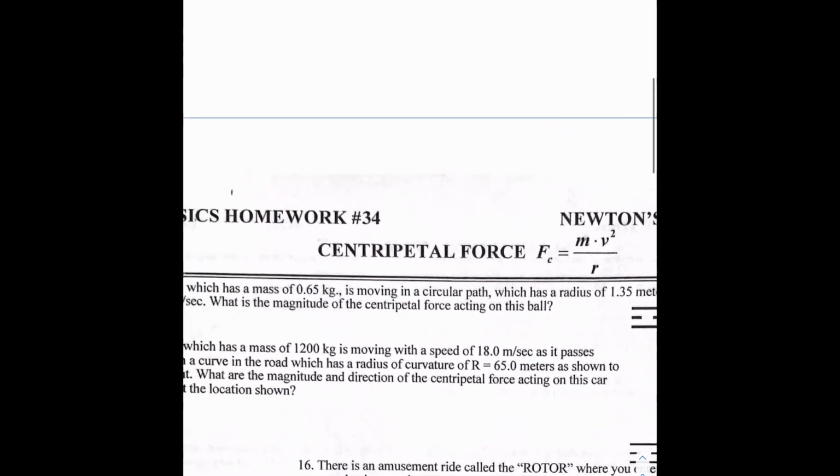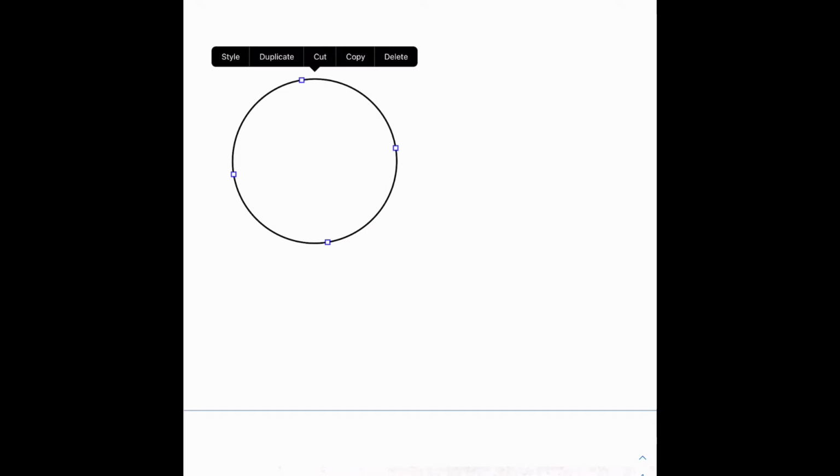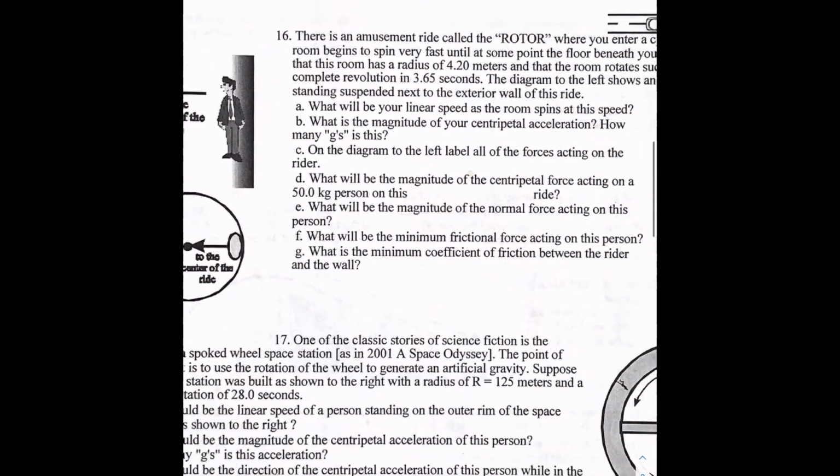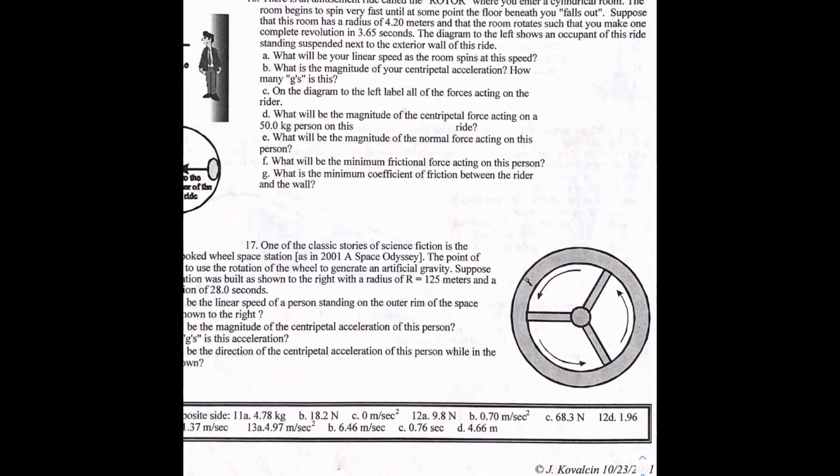Let's go ahead and start drawing. So on this blank sheet of paper up here, let's draw a picture of this room. I think that's going to want to be a circle. Okay, so something like this, right? And let's just label R, 4.20 meters. Okay. And that the room rotates such that you make one revolution in 3.65 seconds.